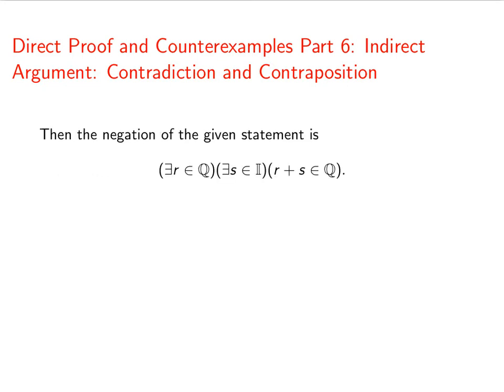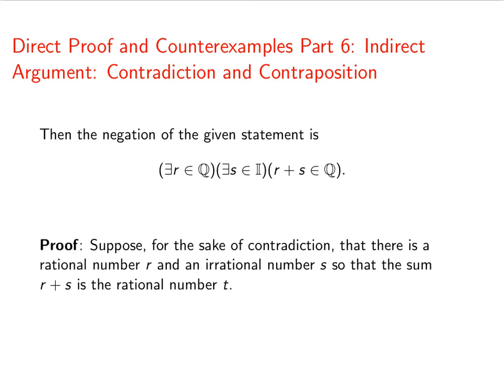If we negate this statement, we'll get something that looks like this. All those universal quantifiers turn into existential ones, and then we have to negate the inside. So now it looks like there exists r in the rationals, there exists s in the irrationals, such that r plus s is rational. Remember that the original inside statement was that r plus s is irrational, so when we negate it, we get r plus s is rational.